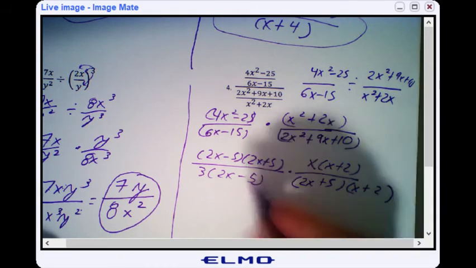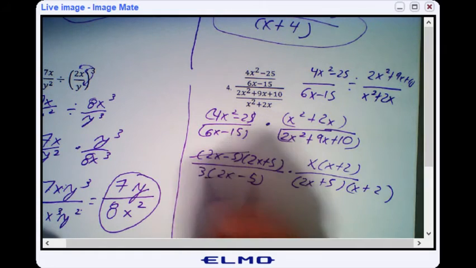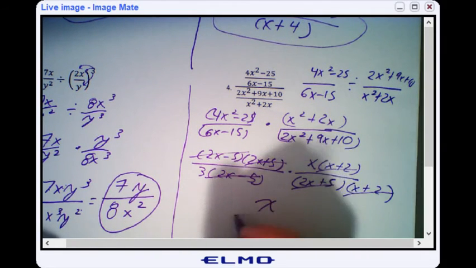Now anything up top can simplify with any matching group in the denominator. 2x minus 5, 2x plus 5, x plus 2, and I'm going to be left with x divided by 3.